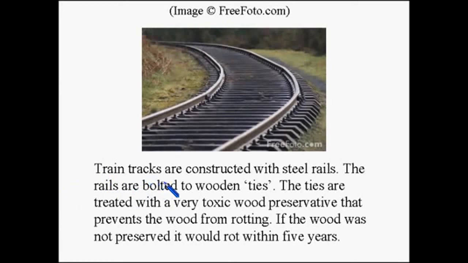Train tracks are constructed with steel rails. The rails are bolted to wooden ties. The ties are treated with a very toxic wood preservative that prevents the wood from rotting. If the wood was not preserved, it would rot within 5 years.